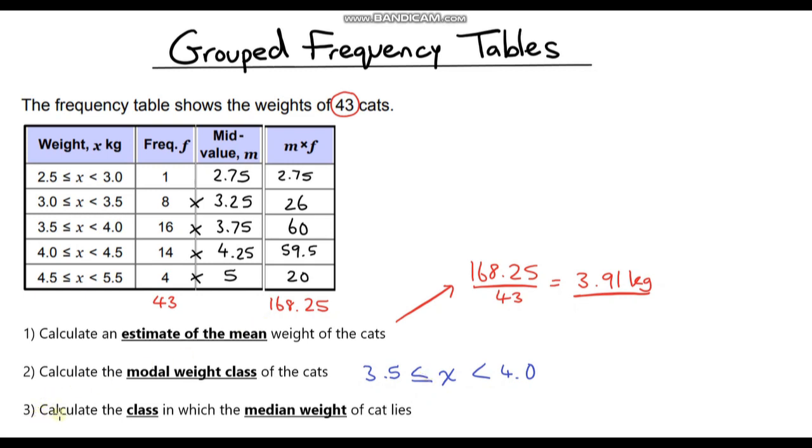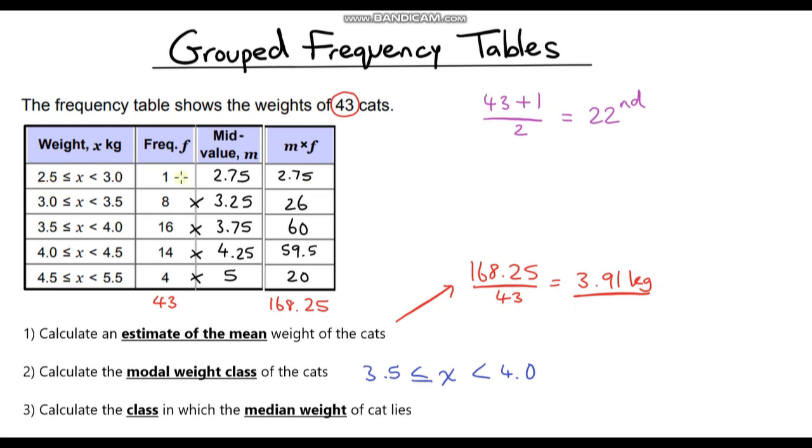And finally, question 3, calculate the class in which the median weight of cat lies. To work out the median, we're looking for the middle number or the middle weight of the cat. We've got 43 cats in total. Hopefully you remember that to calculate the position of the median, we add 1 to the total frequency and then we divide by 2. So we're going to do 43 plus 1 divided by 2. 43 plus 1 is 44. Divide that by 2, we get 22. So we're looking for the 22nd cat, and that will give us the median.